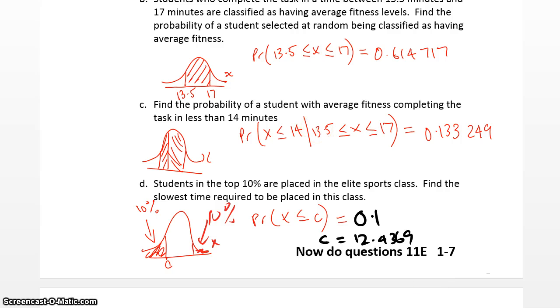Okay, so that's how to use a calculator to find both the inverse normal and also the normal distribution as well.